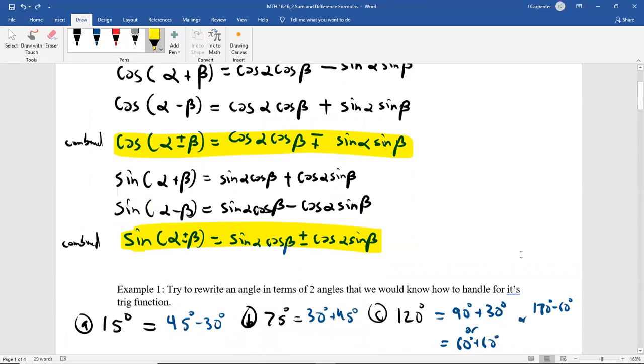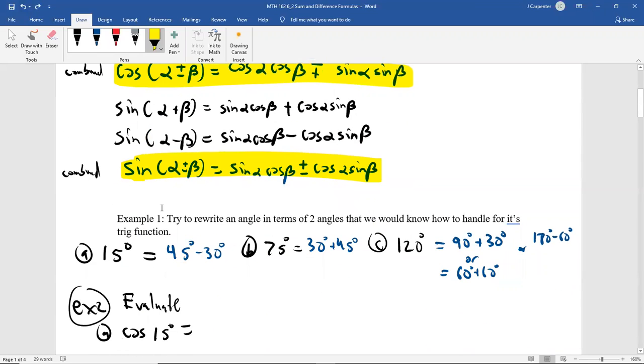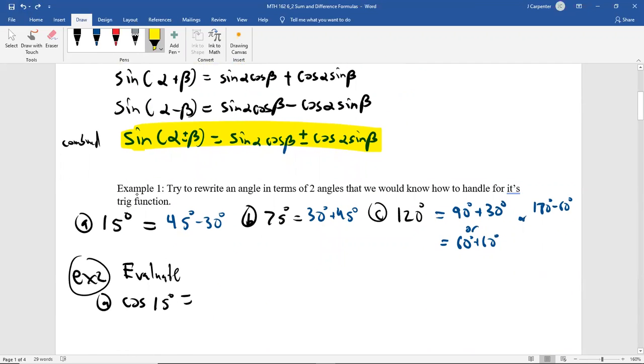Okay, so the first thing we did before we ran out of time was we just had a couple different angles that we might be asked to do this process on. So it's a good idea to understand how to break these up. 15 degrees you can write as 45 minus 30. 75 is 30 plus 45. 120, I gave a couple different options of.